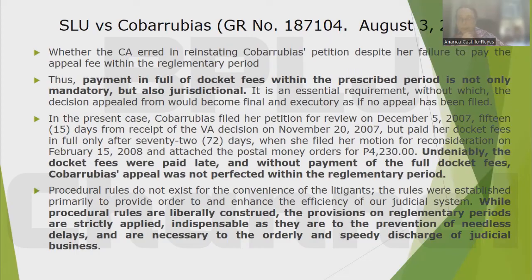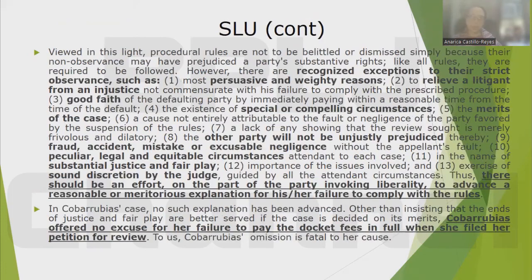Okay, we also have the case of SLU versus Covarrubias. So in this case again, there was a failure to pay docket fees on time and within the reglementary period. The docket fees were paid late. Without payment of the docket fees, the appeal was not perfected within the reglementary period. While procedural rules are liberally construed, the provisions on reglementary periods are strictly applied, indispensable as they are to the prevention of needless delays, and are necessary to the orderly and speedy discharge of judicial business.